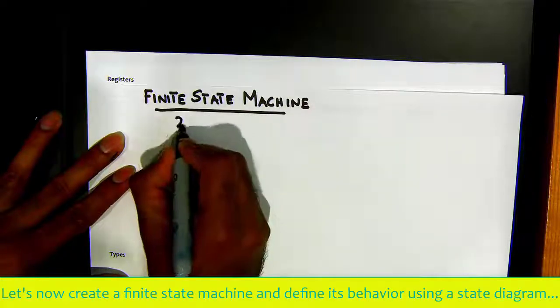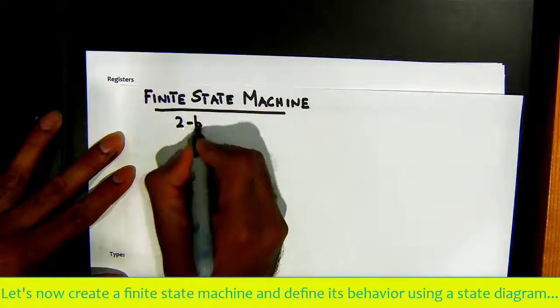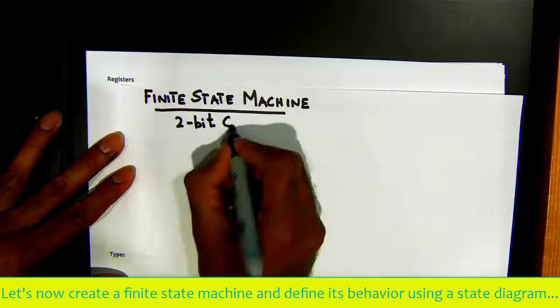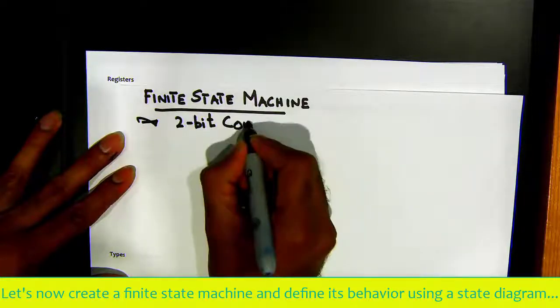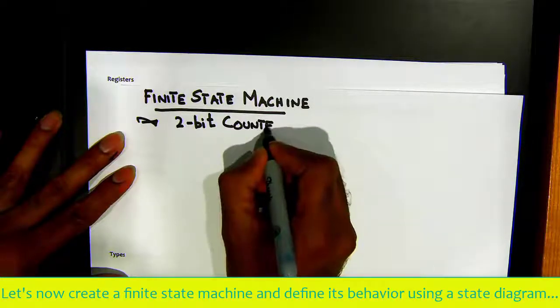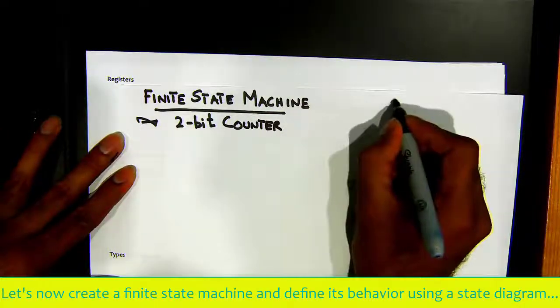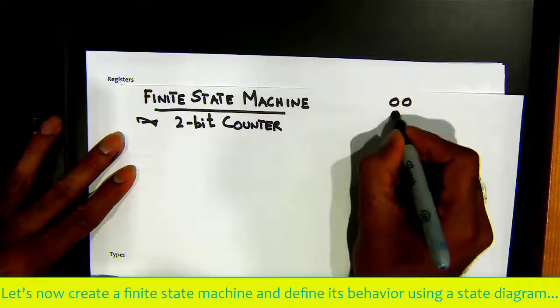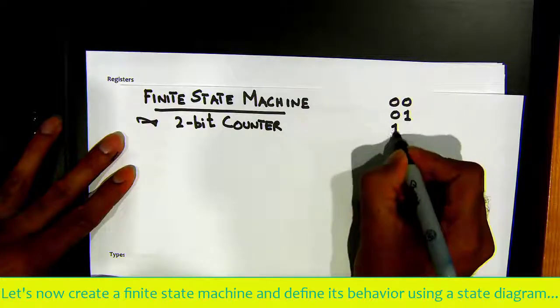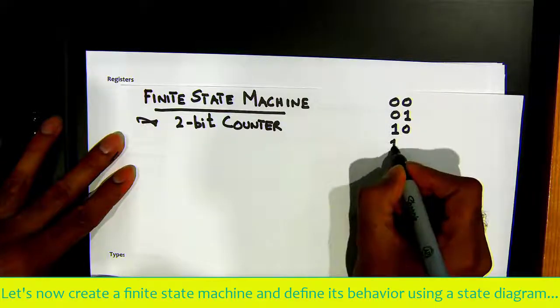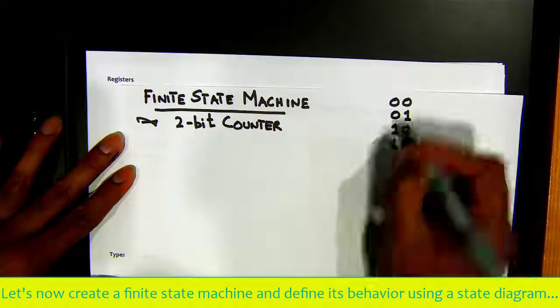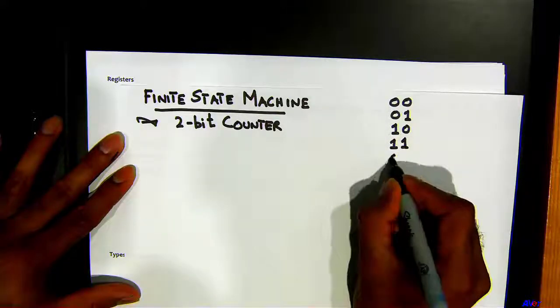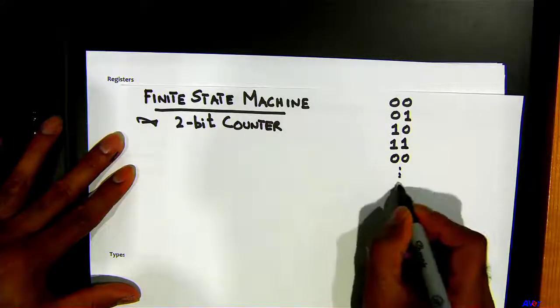It's going to be a 2-bit counter. In other words, it will start from 0 0 initially, go to 0 1, then go to 1 0, and then move to 1 1, and then it will roll over and start from 0 again, and go on. Okay.